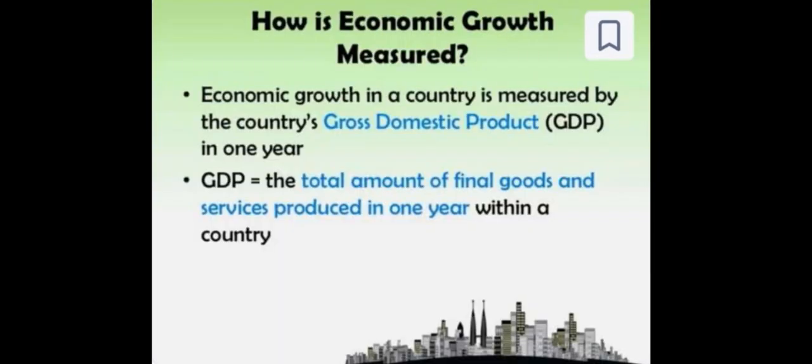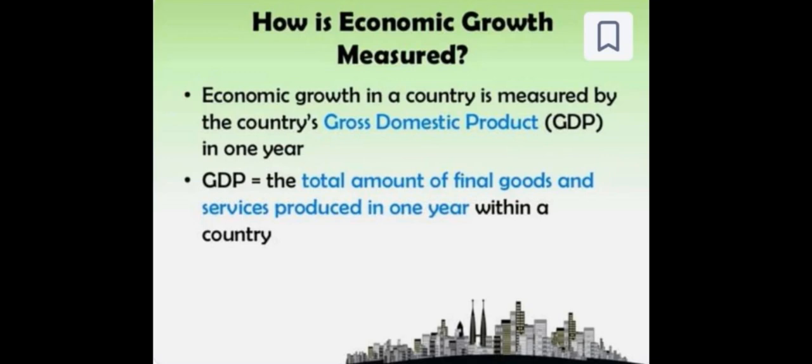How is economic growth measured? Economic growth in a country is measured by the country's gross domestic product, that is GDP, in one year. So, what is GDP? GDP is equal to the total amount of final goods and services produced in one year within a country. It is basically the final goods produced by a country in one financial year, avoiding double counting, transfer payments, etc., and depreciation also.